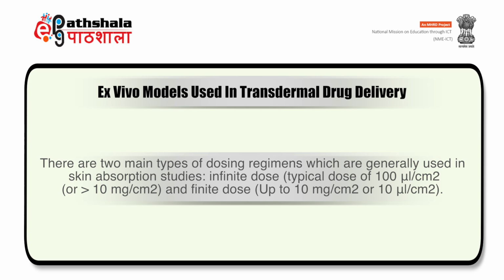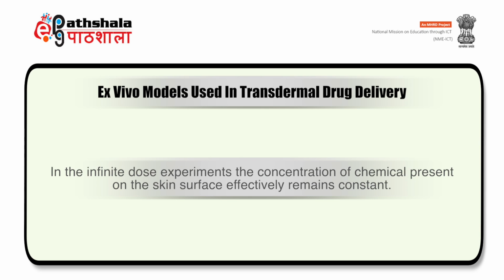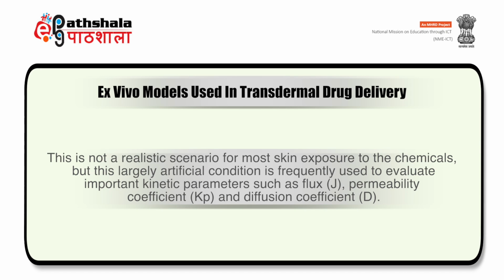First is the infinite dose, in which the typical dose of 100 microliter per centimeter square or greater than 10 milligram per centimeter square is used, and finite dose, in which up to 10 milligram per centimeter square or 10 microliter per centimeter square is used. In the infinite dose experiments, the concentration of the chemical present on the skin surface effectively remains constant. This is not a realistic scenario for most skin exposure to the chemicals, but this largely artificial condition is frequently used to evaluate the important kinetic parameters such as flux, permeability coefficient and diffusion coefficient.